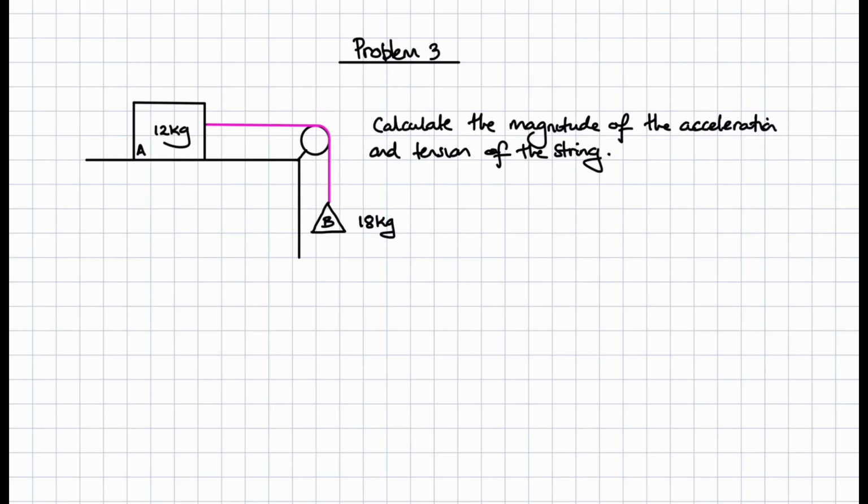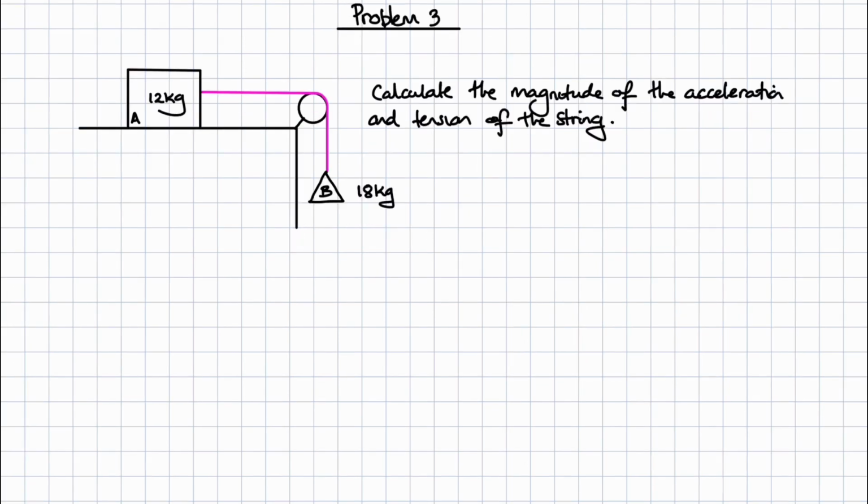Hi everyone, welcome to part 2 of this tutorial covering problems involving pulleys. In the last tutorial, in part 1, we looked at problems involving pulleys where both objects were hanging freely. In this tutorial, we'll be looking at 2 examples where one object is hanging freely and it will be connected by a light inextensible string to another object which will be resting on a horizontal surface.